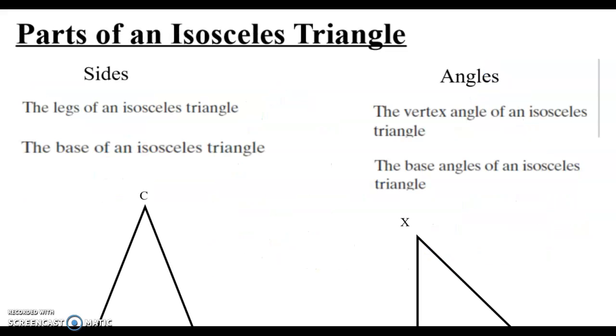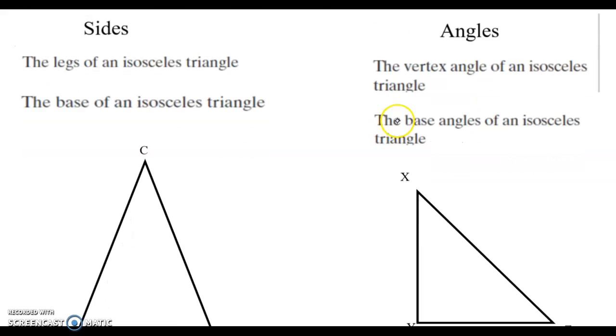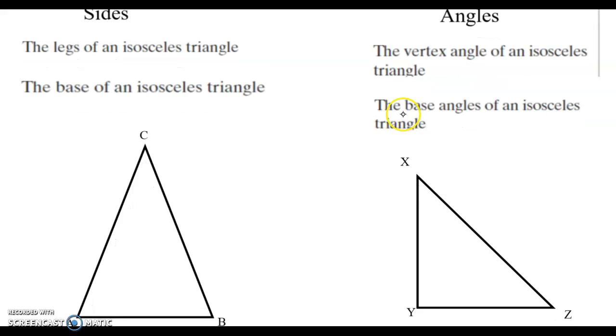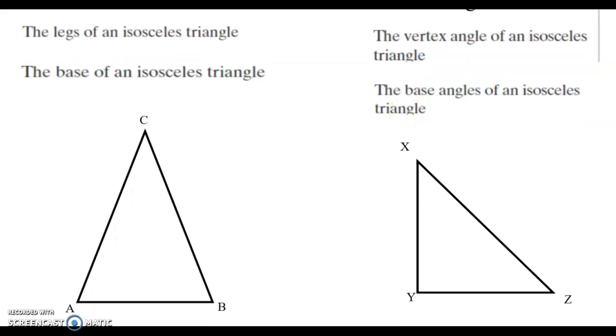So let's kind of talk a little bit more just to be able to get those references and some of those vocab terms down. So sides, we call them the legs of an isosceles triangle. Okay, and they are congruent. They're the two sides that are congruent. So the legs are the two sides that are congruent. You can kind of talk about them in either direction. And then when we talk about the base of an isosceles triangle, that's that one side that's not congruent.